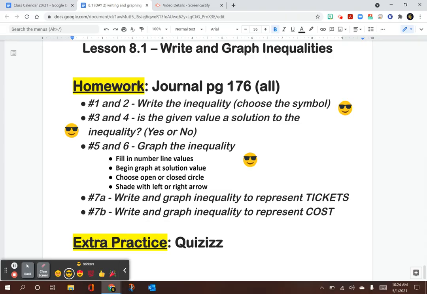7A, you're looking to focus on ticket cost, while in part B, you're focusing more on ticket cost. So make sure that you're reading through your information and only taking out the information that is necessary for each of those two parts. Happy practicing!